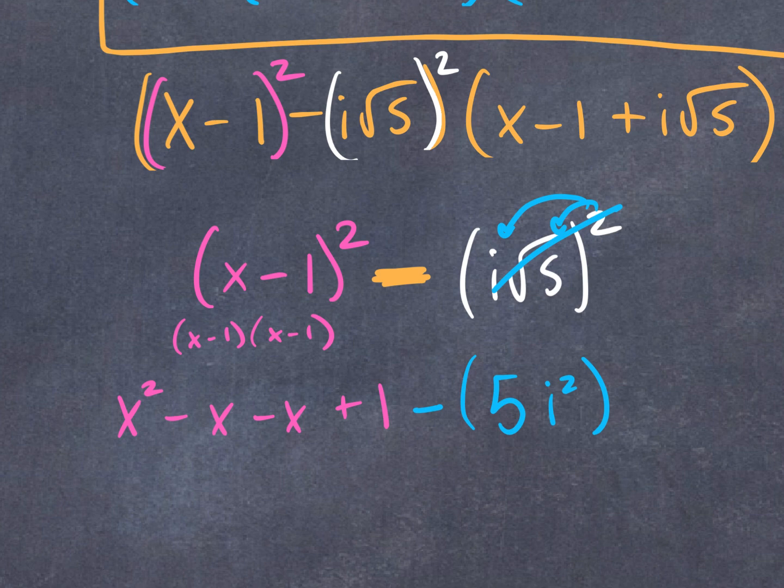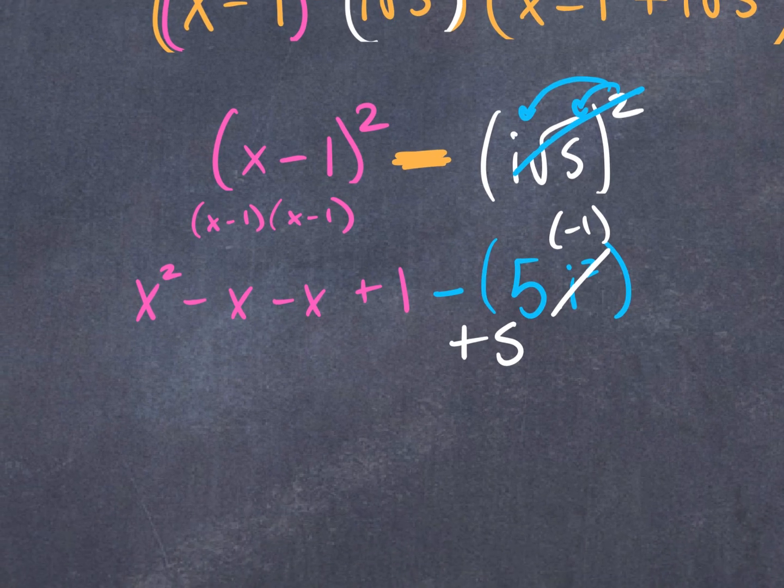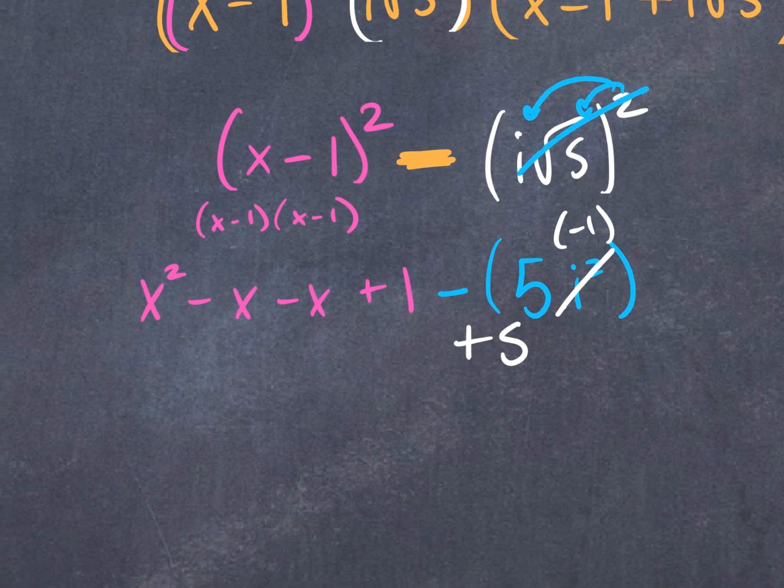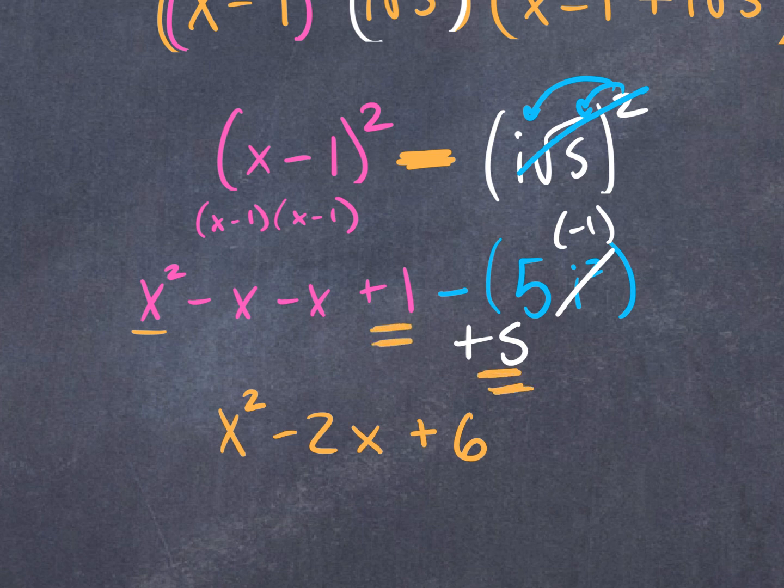So what does our i squared turn into? Negative 1. And what's negative 5 times negative 1? Positive 5. So this turns into a plus 5. What should I do next? Combine like terms. So I have x squared. What would come next? Minus 2x plus 6. Perfect, because we're adding that 1 and the 5 together.